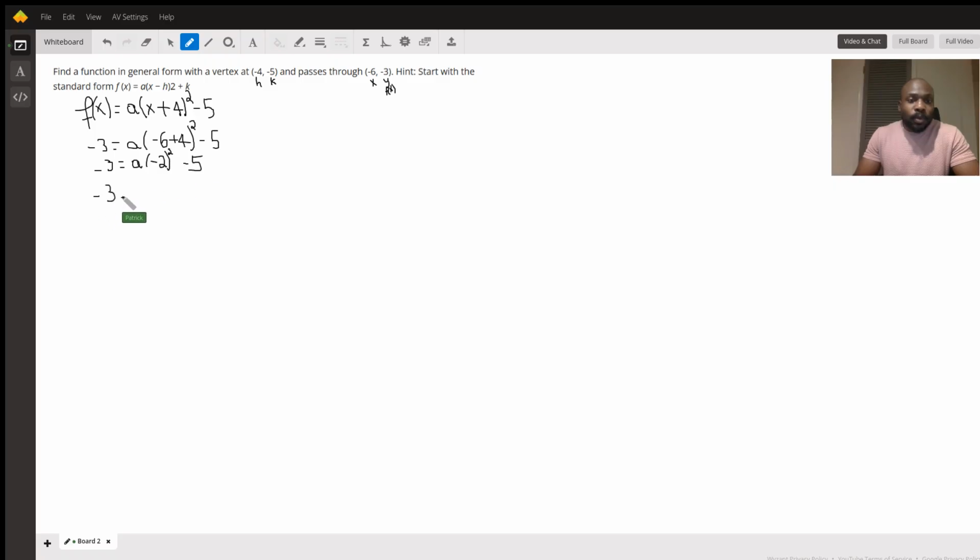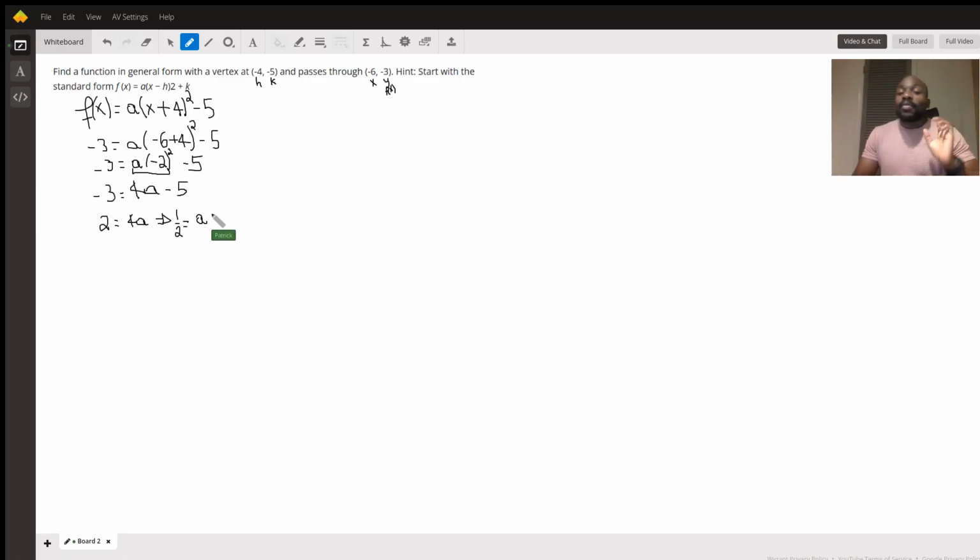So -3 equals -2 in the parentheses squared, that's 4. So 4 times a. Keep in mind the order of operations: you have to do this first before doing -5. So 4 times a minus 5. And then this is a very straightforward one variable equation. We're going to add 5 to both sides. When we do that, we get 2 equals 4a. Therefore, we got 1/2 for a, because we divide both sides by 4, and 2 over 4 is 1/2.